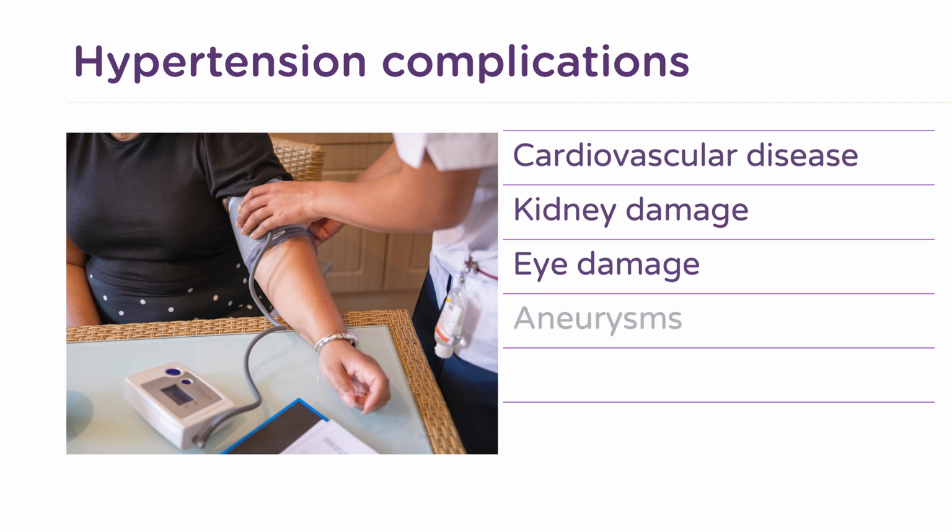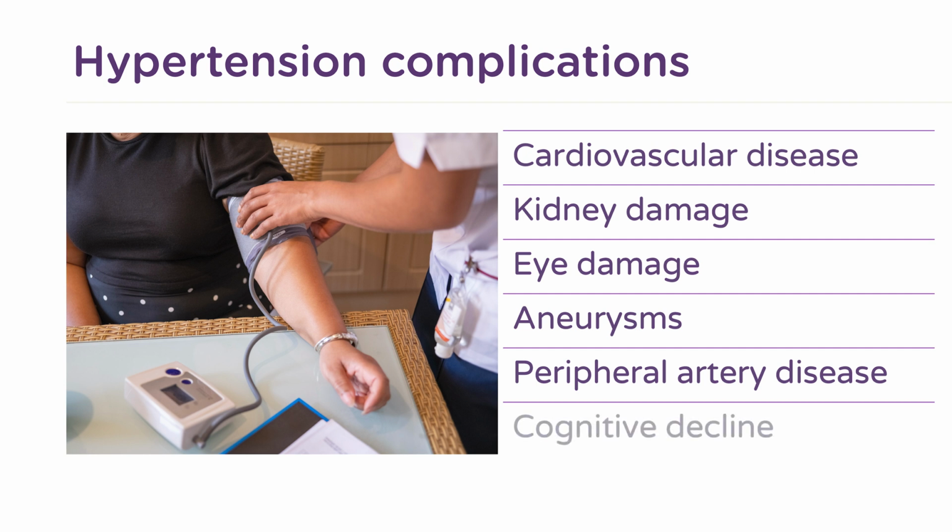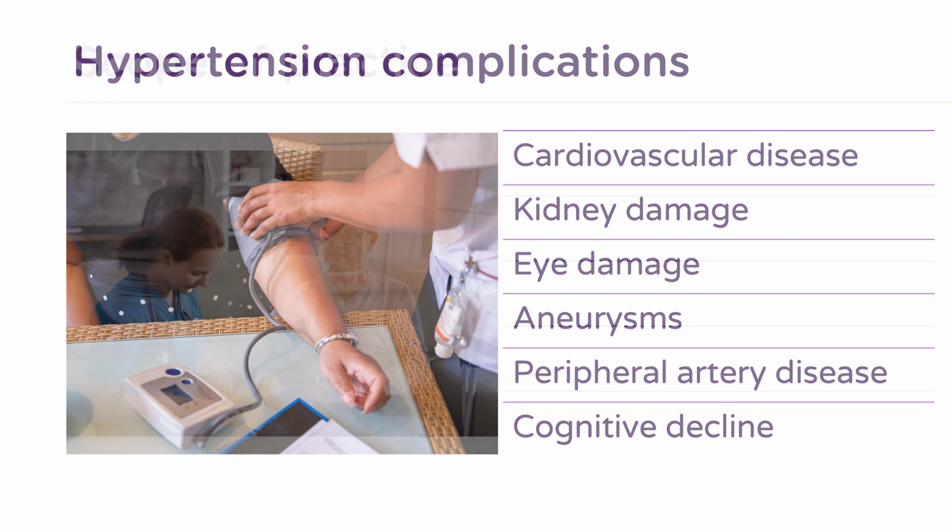Aneurysms. Persistent high blood pressure can weaken blood vessel walls, potentially leading to the formation of aneurysms, weakened and bulging areas in blood vessels. Peripheral artery disease. Hypertension can contribute to reduced blood flow to the legs and feet, causing pain and poor wound healing. Cognitive decline. Chronic hypertension may increase the risk of cognitive decline and dementia.